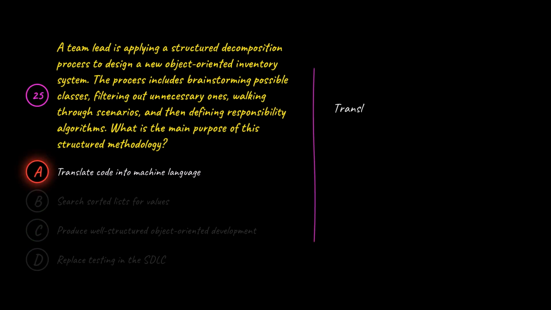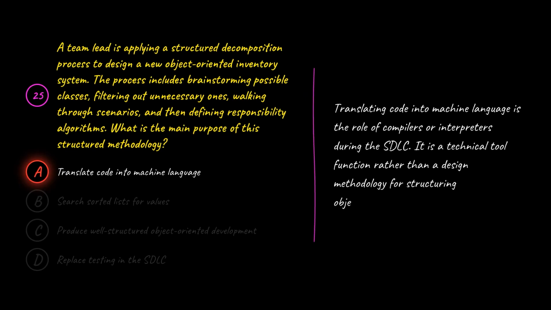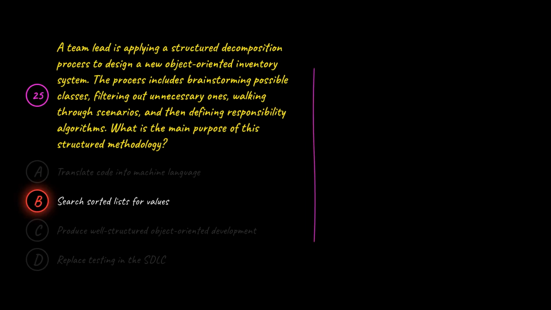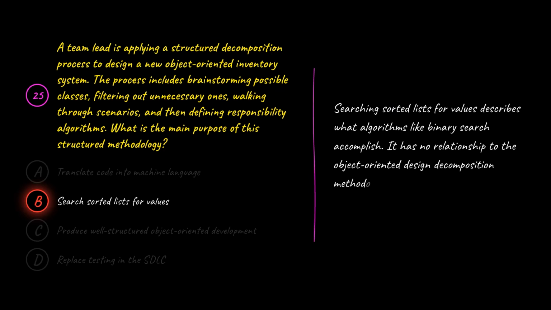A is wrong because translating code into machine language is the role of compilers or interpreters during the SDLC. It is a technical tool function rather than a design methodology for structuring object-oriented solutions at the concept level. B is wrong because searching sorted lists for values describes what algorithms like binary search accomplish. It has no relationship to the object-oriented design decomposition methodology involving brainstorming and filtering stages for class identification.